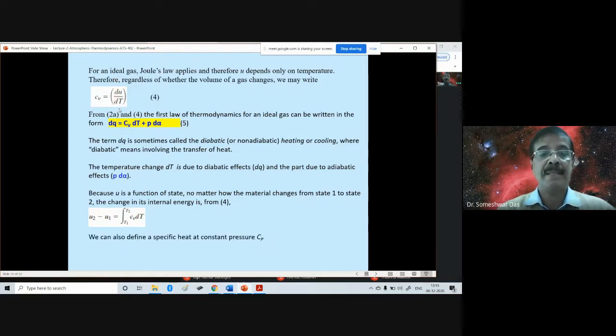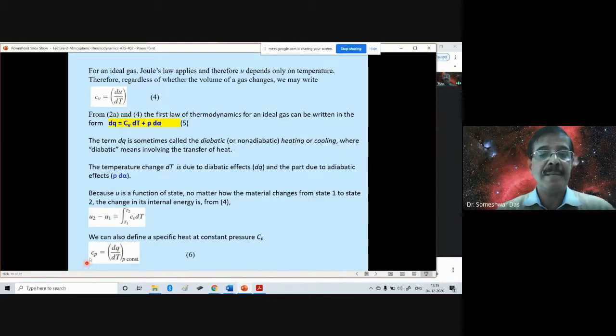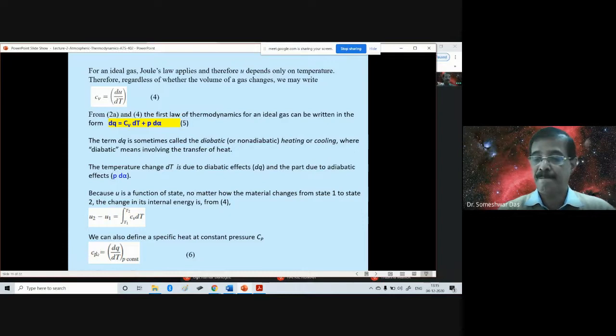We can also define a specific heat at constant pressure, Cp. That was the specific heat at constant volume. Similarly, you can define the specific heat at constant pressure given by Cp equal to dq divided by dT at constant pressure, where dq is the diabatic heating rate, dT is the change in temperature, and Cp is the specific heat at constant pressure.